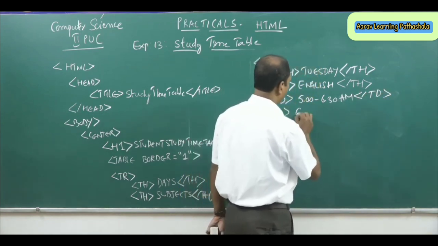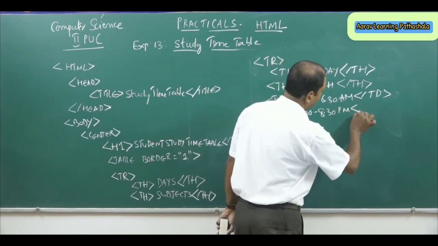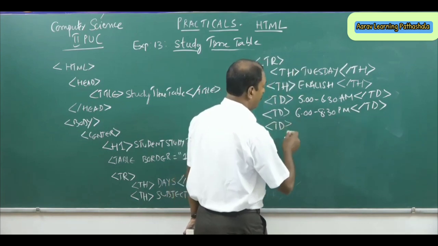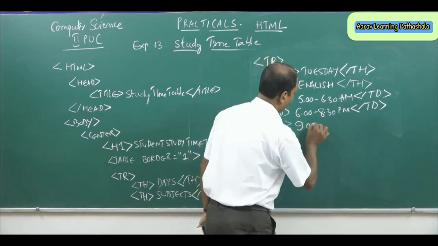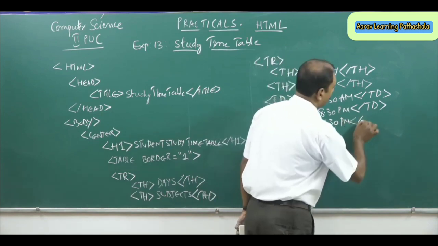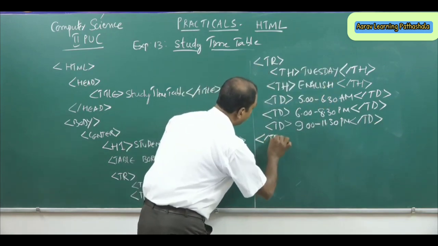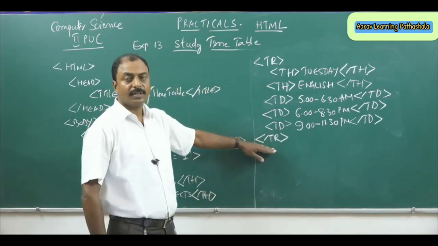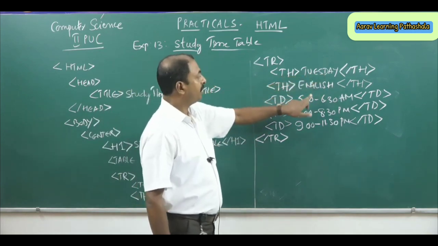td. One more value, 6 to 8:30 p.m. Close with /td, and one more value td, that is 9 to 11:30 p.m. Close with td. Now this is the second row. Now we are closing the tr tag. So this is the second row of information. In the first row we have entered the data of Monday. So the second row is for Tuesday. We have entered the values.